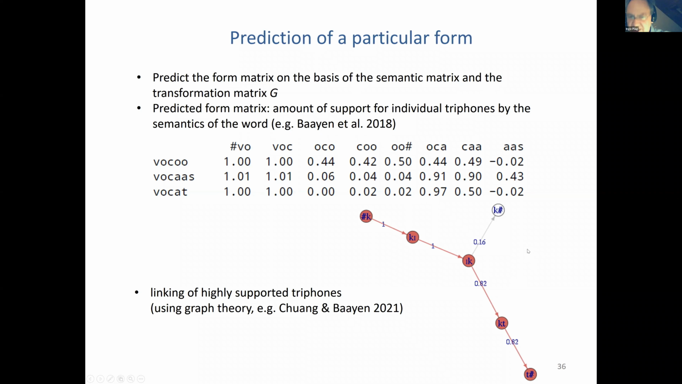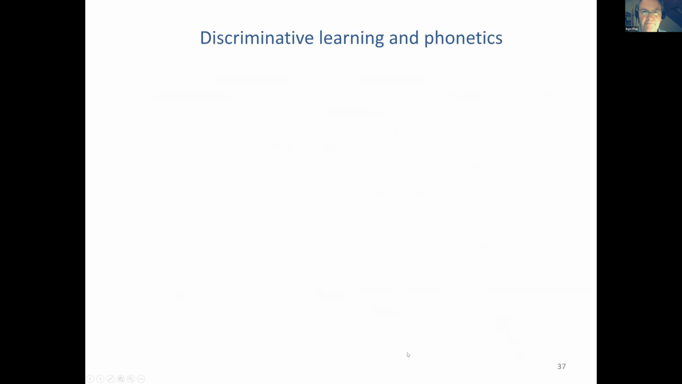This is the word kicked, which was modeled in a different model. And you see that you start with the K here. There's a fully supported transition to key and from key to ik. And then you could also end the word, but this is not well supported. So you go to the next well supported diphone. Here it's diphones, not triphones. And this way you can establish the path that you need to travel in order to produce the word.